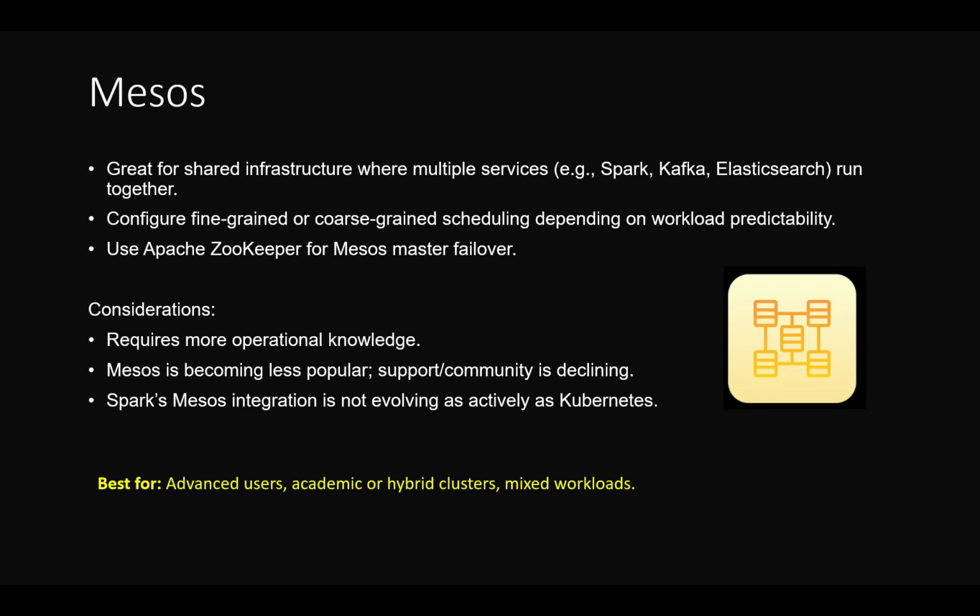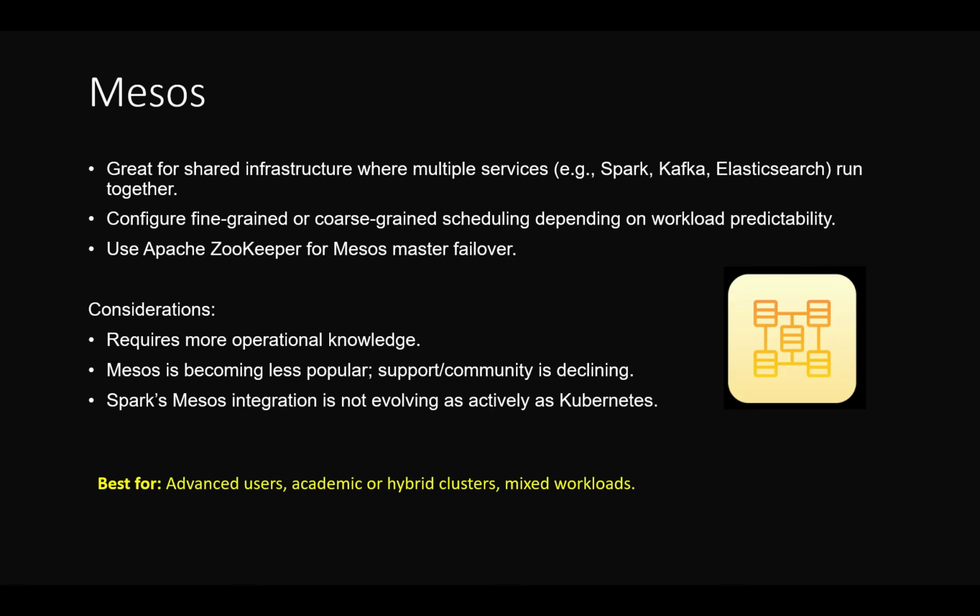Now it is great for shared infrastructure. Like I said, you can run multiple things along with Mesos. So you can have Spark, Kafka, Elasticsearch all running together. We can configure fine-grained access, coarse-grained access, scheduling, everything can be done. Apache Zookeeper for Mesos master failover. Now Mesos internally uses Zookeeper. It is one of the open source Apache technologies which is used to manage the failover.